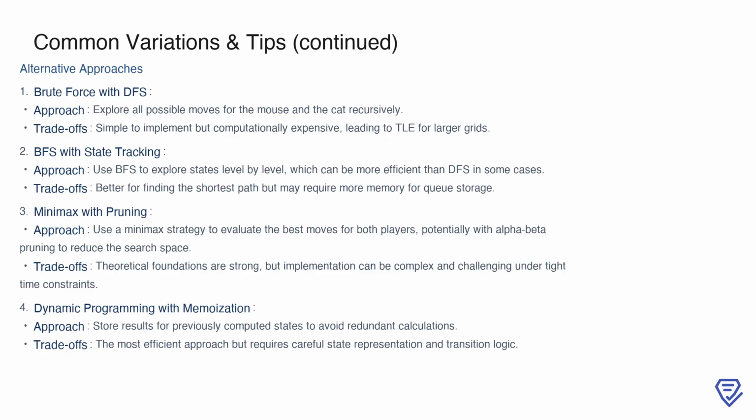A more strategic method involves using minimax with pruning. This evaluates the best moves for both players and can incorporate alpha-beta pruning to reduce the search space. However, while theoretically strong, this approach can be complex to implement under tight time constraints. Finally, dynamic programming with memoization is often the most efficient. By storing results for previously computed states, you avoid redundant calculations, but it demands careful attention to state representation and transition logic to ensure correctness.